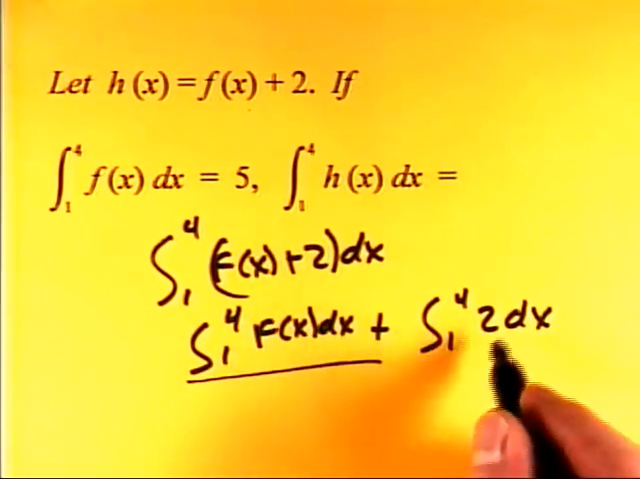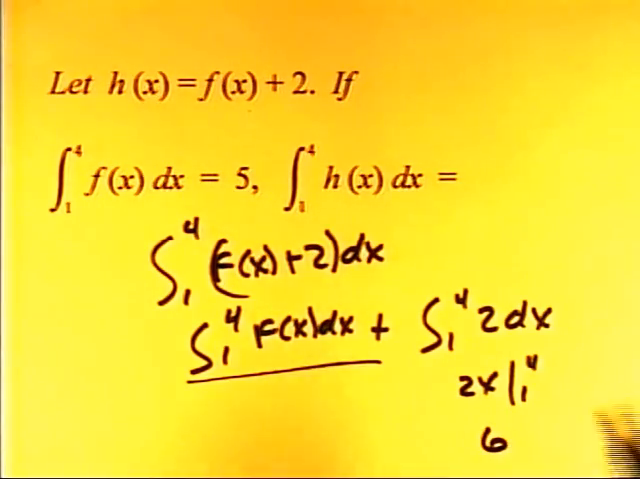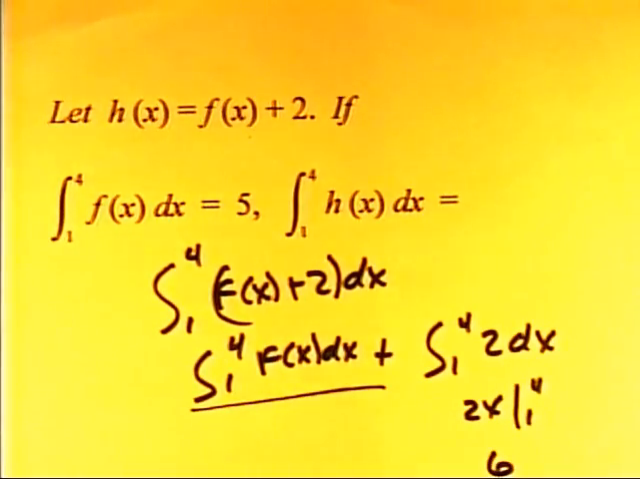Okay, and you know that this is 5 and this is easy. This is 2x from 1 to 4, which is 8 minus 2. It's 6, right? Right. So the answer is 11. Hey, you know, want to see a cooler way? I mean, that's a great way to do it.